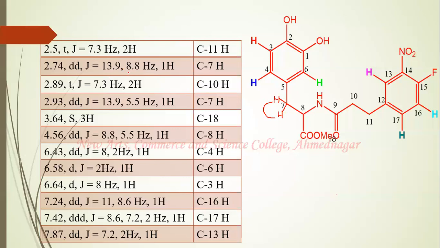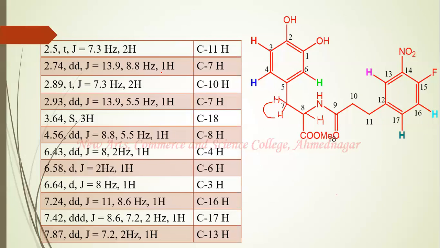Then next is 8.8 Hertz coupling constant value. One of the protons on the C7 will couple with this C8 proton by 8.8 Hertz coupling constant value. Maybe the dihedral angle between the two protons will be close to 0 degree, and therefore 8.8 Hertz coupling constant value is there.